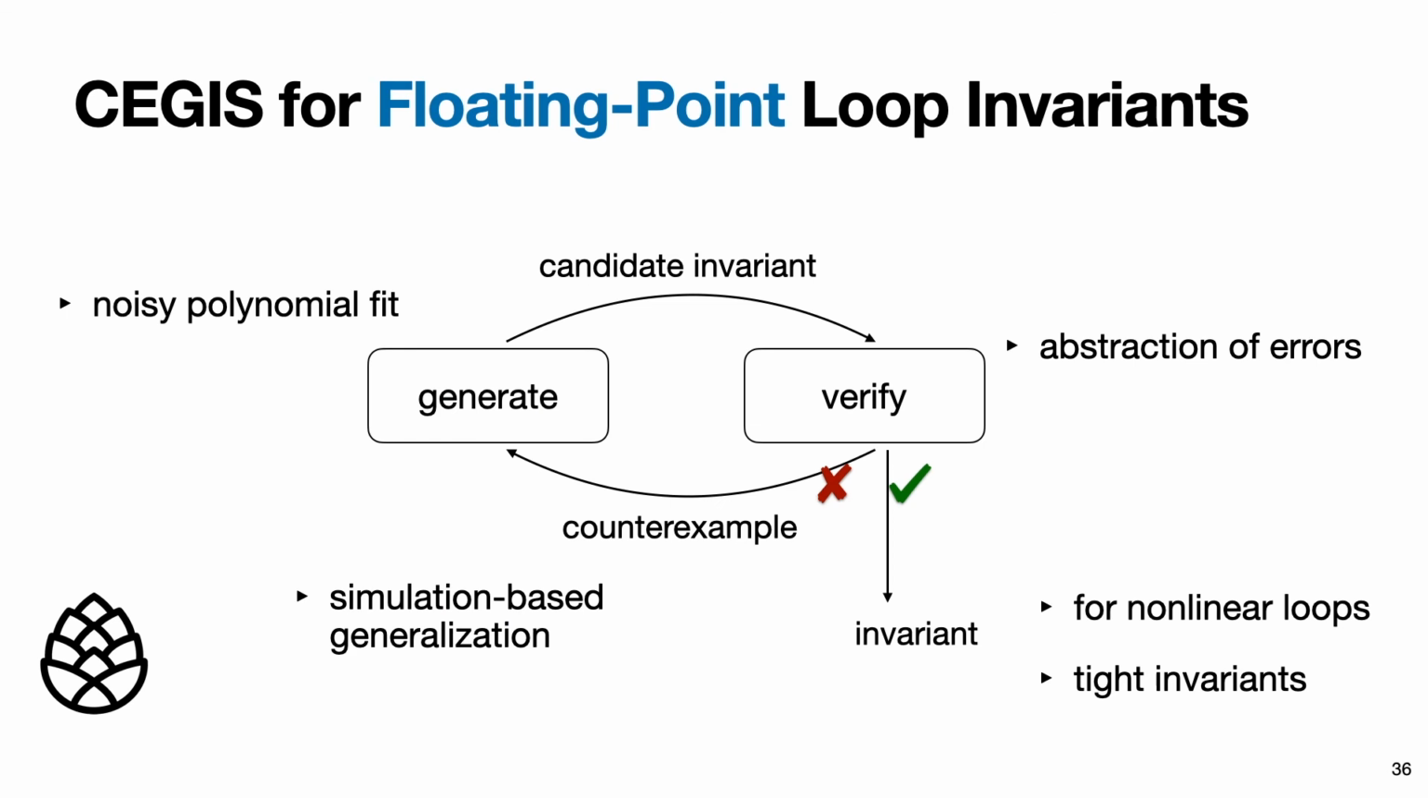To conclude, I would like to remind you of the main takeaway points. We introduced the first method that can soundly handle nonlinear floating point loops and produces much tighter invariants for the linear ones. We achieved this by extending the CEGIS framework with using noisy polynomial fit for candidate invariant generation, abstracting rounding errors for the verify step, and generalizing from counterexamples and simulating the loop when refining the candidate.